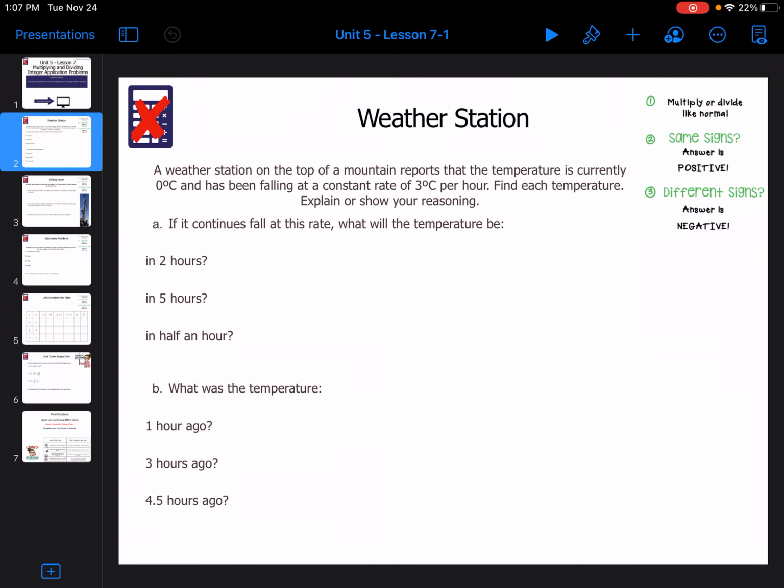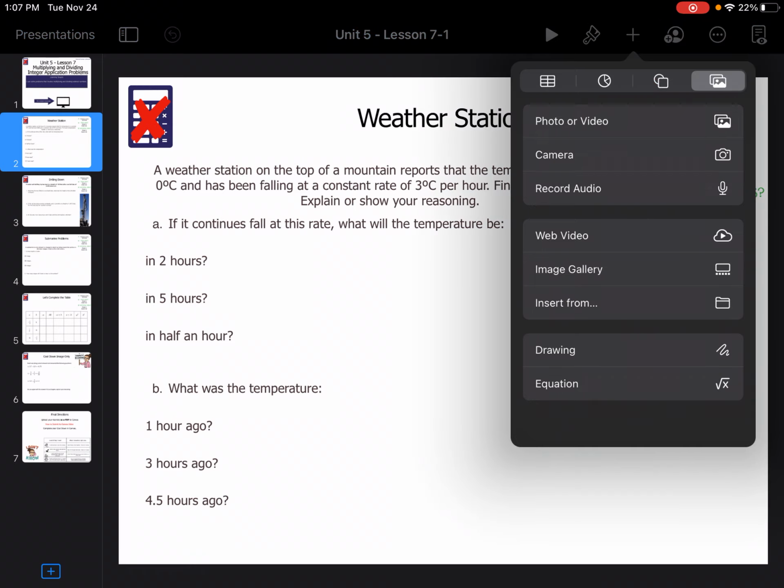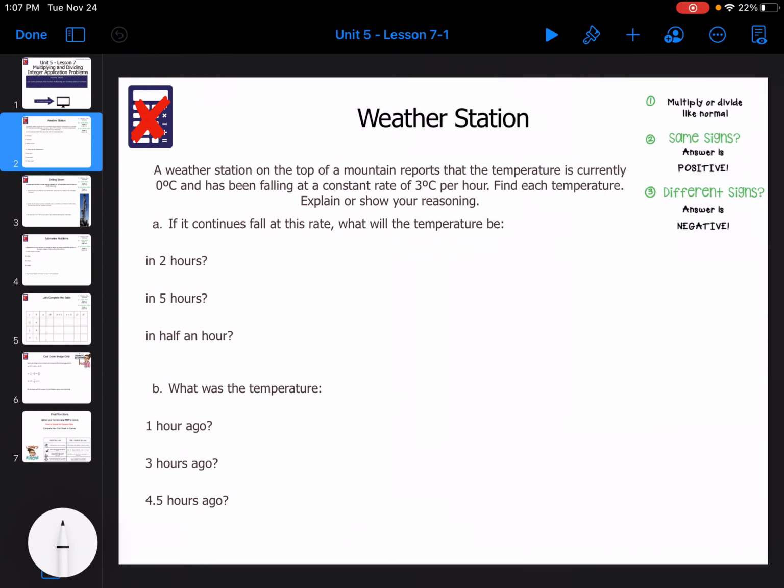So it says, a weather station at the top of a mountain reports that the temperature is currently 0 degrees and has been falling at a constant rate of 3 degrees per hour. So every hour it falls 3 degrees. So that's going to be a -3 for sure. So find each temperature and explain or show your reasoning. So if it continues to fall at this rate, what will be the temperature in 2 hours?